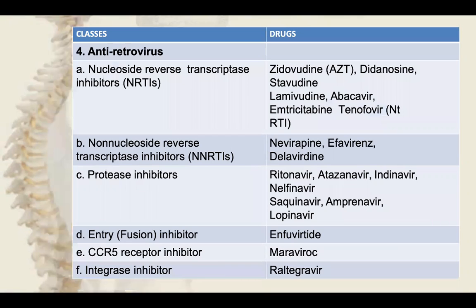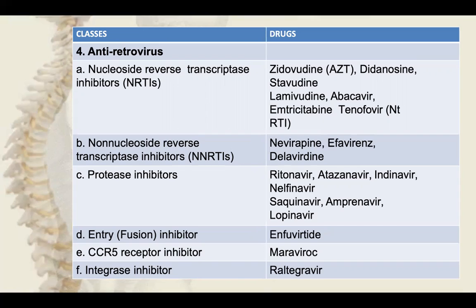Then we go for antiretroviral drugs. First are nucleoside reverse transcriptase inhibitors. The drugs are zidovudine, didanosine, stavudine, lamivudine, abacavir, emtricitabine, tenofovir. Mostly nowadays zidovudine is used against these viruses.